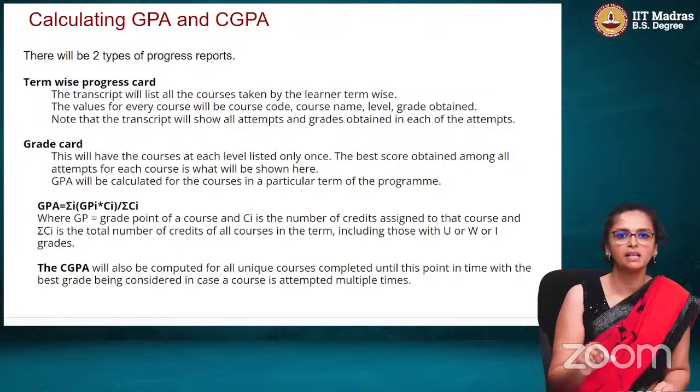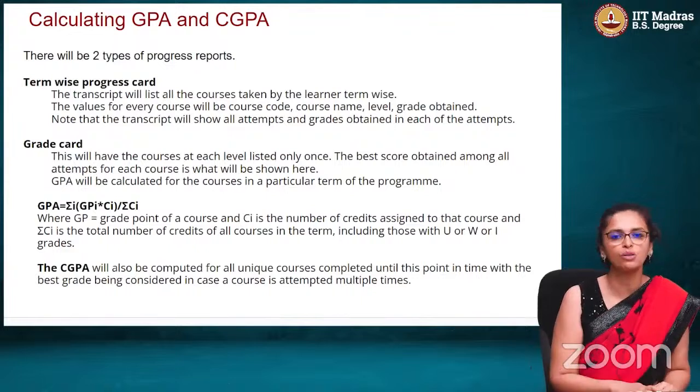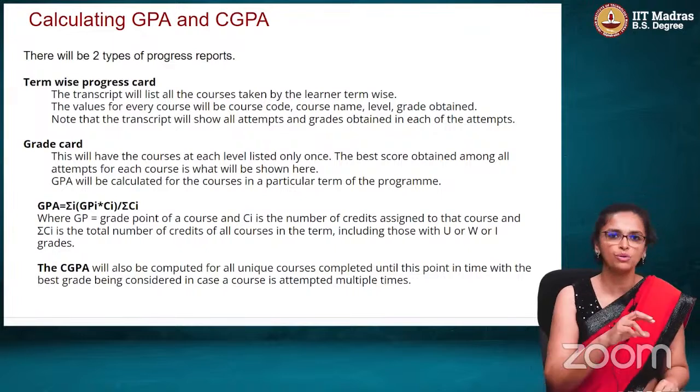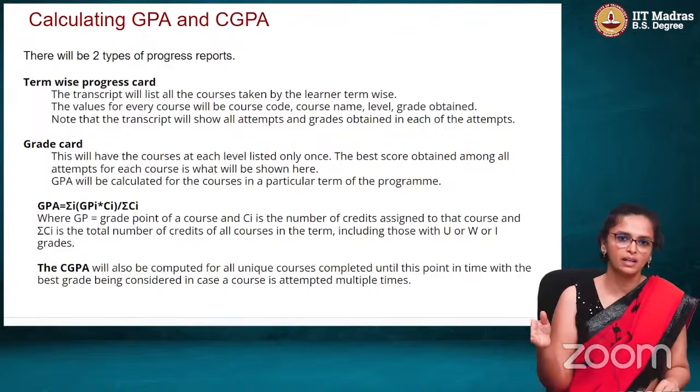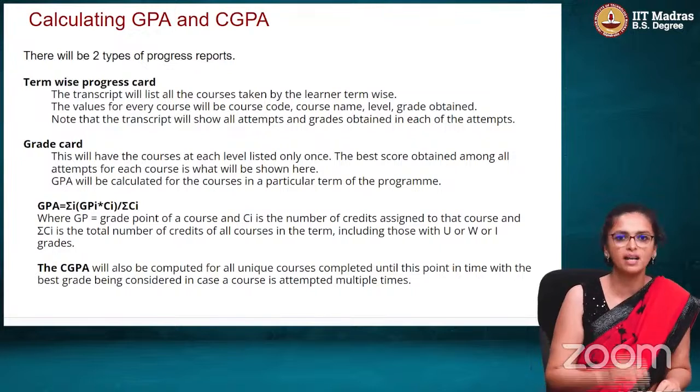And then we will calculate CGPA for all unique courses done so far in the program. CGPA is the cumulative grade point average, and it shows you what your performance has been across courses done till that particular point in time in the program. So when you get your progress card, both of these will be listed in that particular document.